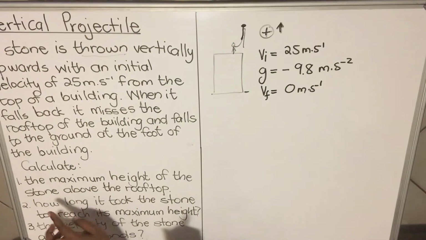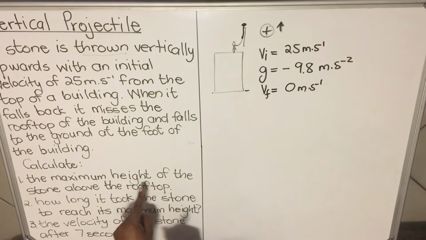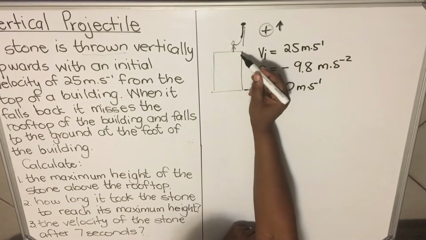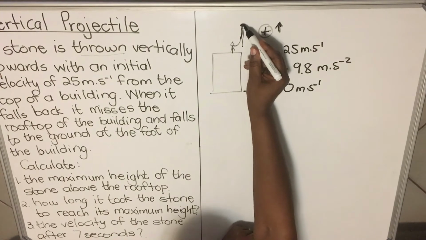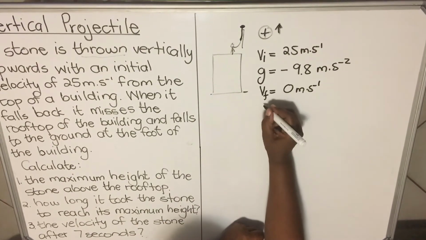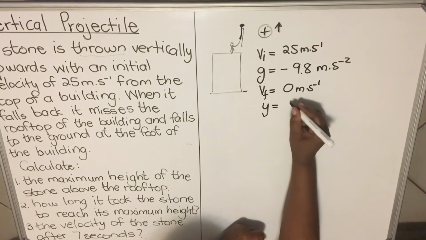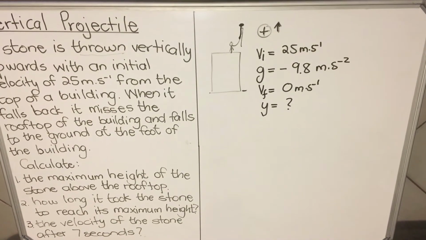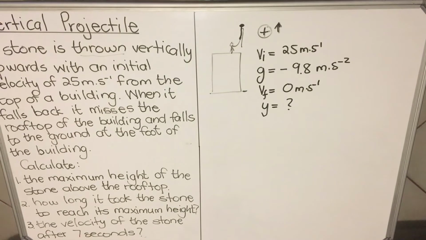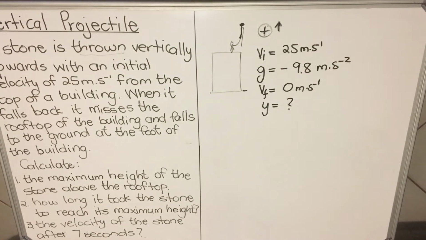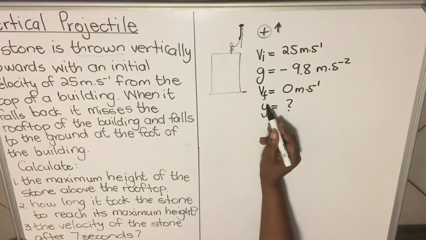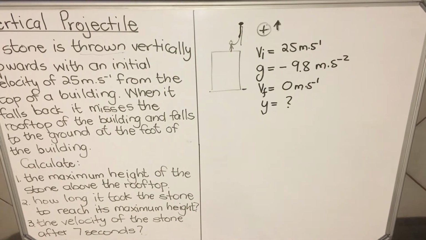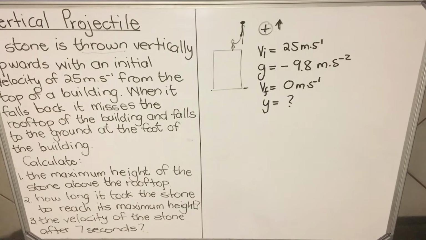What are we supposed to calculate? The maximum height of the stone above the rooftop. So I want the distance from where he threw the stone up. So what I want is displacement. This is what I want. So you take your formula sheet and look at the formula that has the other things, and you can find this one.